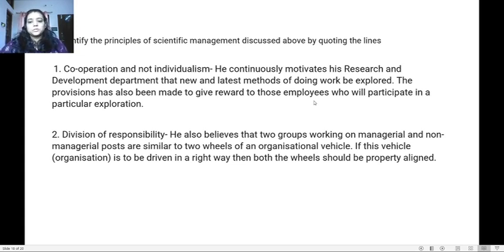Second, division of responsibility. Why division of responsibility? वहाँ पे दिया गया है two groups, whether managerial or non-managerial. Both are the two wheels of the vehicle. दोनों को same alignment दिया है, that is same plan दिया है, but both are important for my organization. So division of work or division of responsibility is given. Manager is doing his own work, employees are doing their own work, right? So we can say that both the things, cooperation and not individualism, is being applied in the above case, and the second principle is division of responsibility, which has been applied.